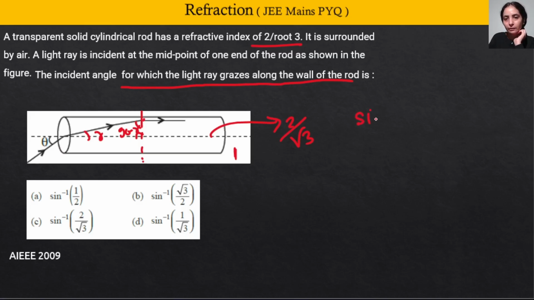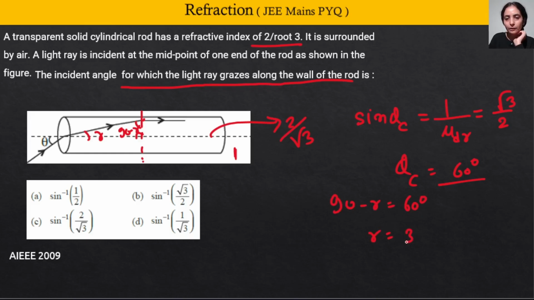So sin theta c will be equal to how much? This will be equal to 1 by refractive index of denser media with respect to rarer. Rarer का 1 है refractive index. So simply you will be writing 1 by 2 by root 3, right? So this will become this. So theta c is how much? This is 60 degree. And 60 degree meaning 90 minus r is 60 degree. So what is the value of r? This is your 30 degree.